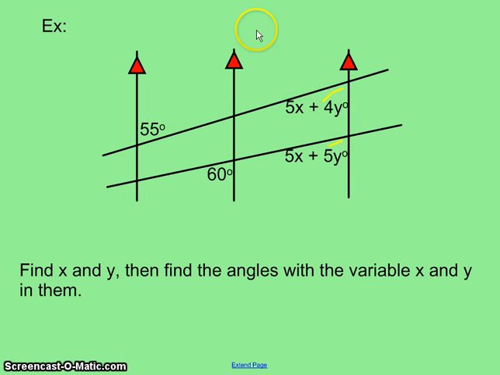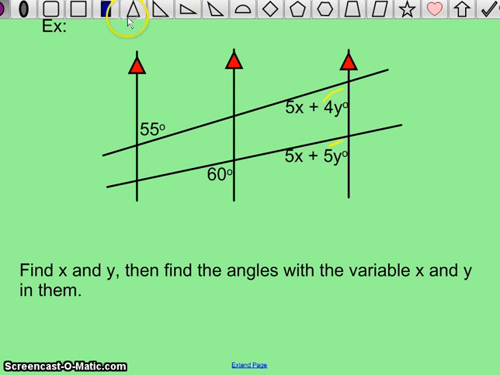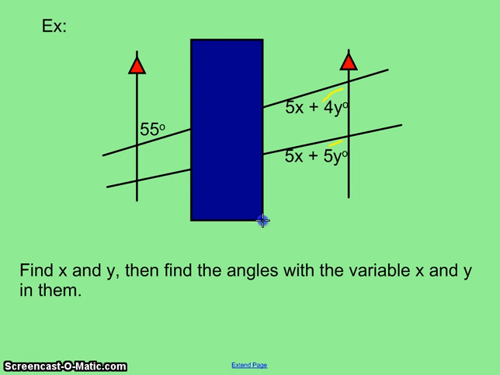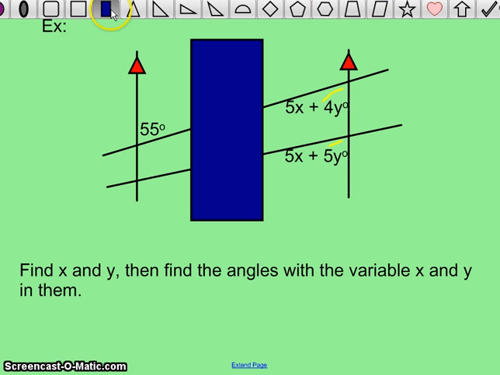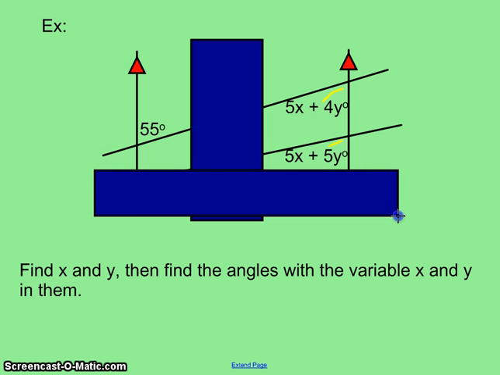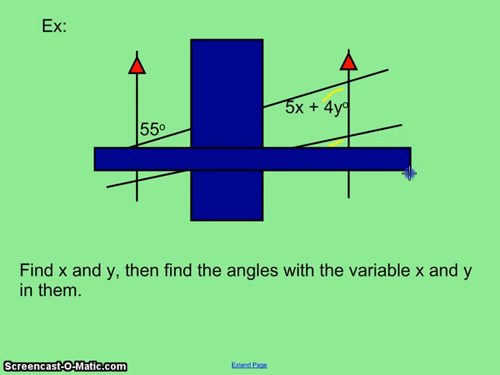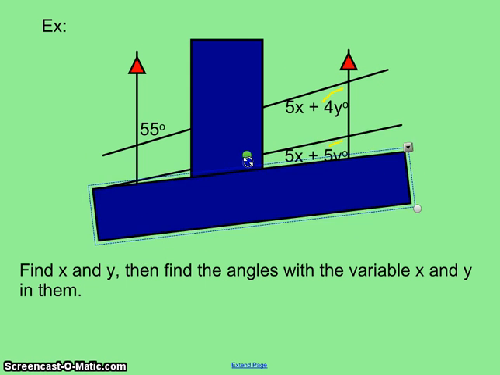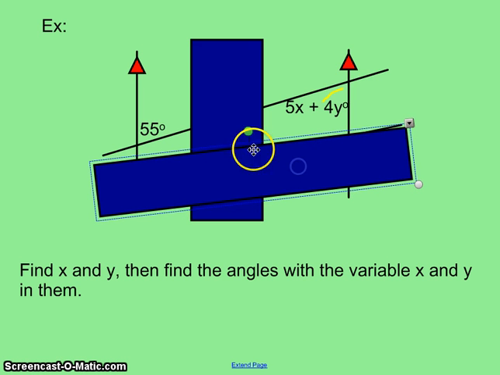Now it looks like I'm going to just forget about this middle one for a second, so I'm just going to cover it up. And also we really don't need that bottom transversal either, so let me try and cover it up if I can. It's going to be a little tougher to get that one. Let's see, that should work. There we go. So all I'm really looking at are these two parallel lines and these two angles.